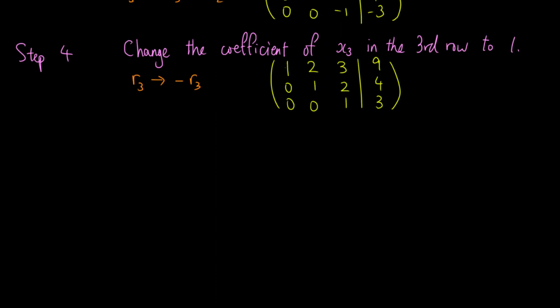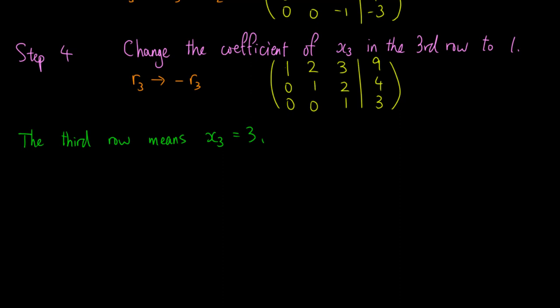Now, the third row means that x3 equals 3. Note that we have written the augmented matrix in such a form, such that the second row only contains x2 and x3, and the first row contains all three variables. So, we can substitute the value of x3 into the second row to get the value of x2, and then substitute the values of x2 and x3 into the first row to get the value of x1, hence solving the system.